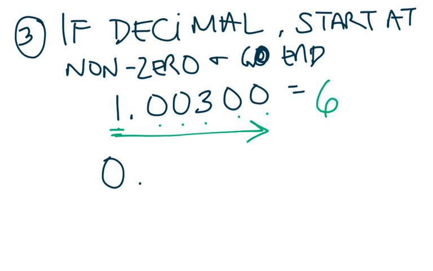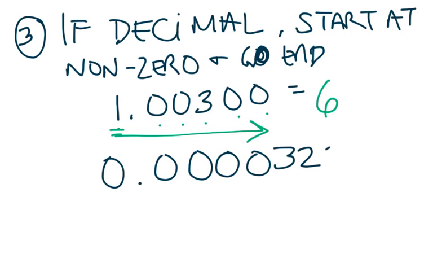Okay? Now, look at 0.0000320. All right? Now let's look at this rule. It says start at the first non-zero. Well, there's my first non-zero. So I've got to start there and go to the end, 1, 2, 3. So, if you see a decimal, start at the first non-zero, go to the end. Believe me, this takes practice.